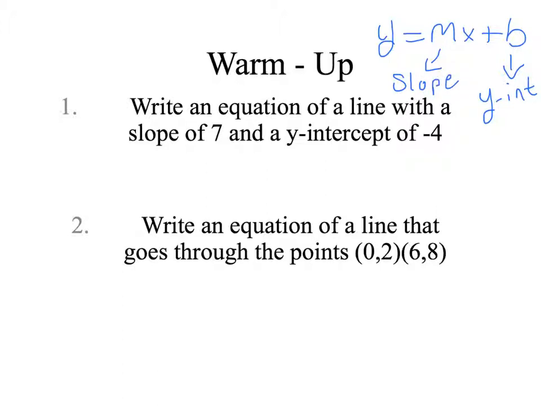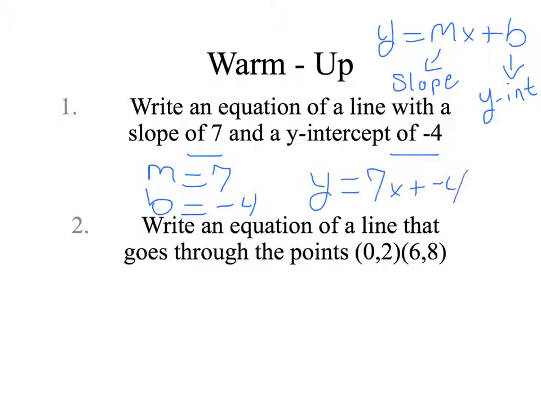So in the first problem, all it wanted you to do was write an equation with a slope of 7 and a y-intercept of -4. In order to write an equation, we must always know what m and b represent. In this problem, the m is the 7, my slope, and my y-intercept is -4. So my final equation is y equals 7x plus -4. I took the m out, I took the b out, and I put in the 7 and -4.